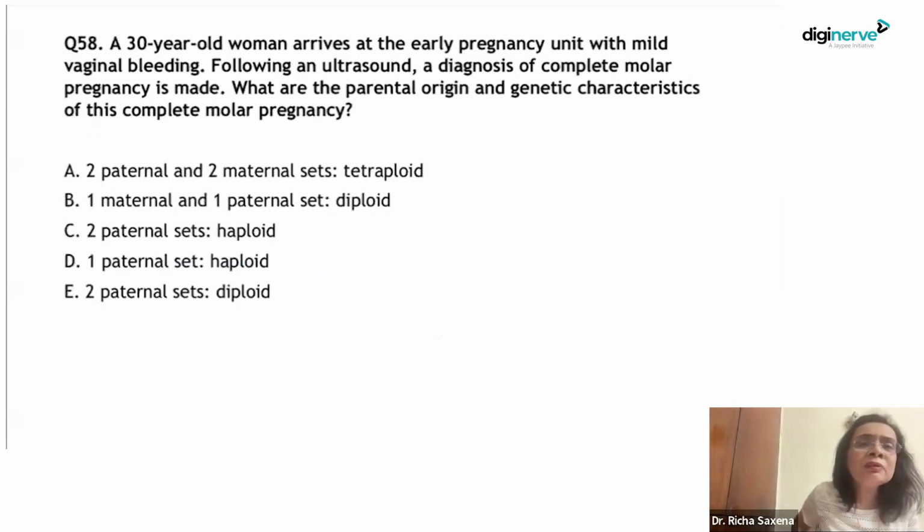A 30-year-old woman arrives at the early pregnancy unit with mild vaginal bleeding. Following an ultrasound, a diagnosis of complete molar pregnancy is made. What are the parental origin and genetic characteristics of this complete molar pregnancy? So what is the genetic constitution in a molar pregnancy? And what happens in a complete molar pregnancy? Yes, what is happening in a complete mole, I'll explain to you.